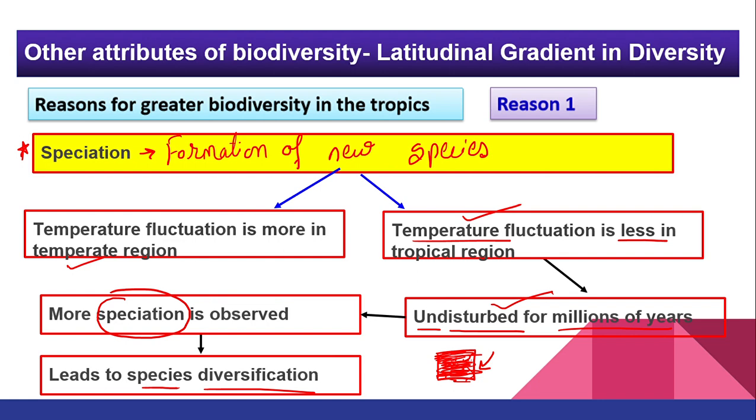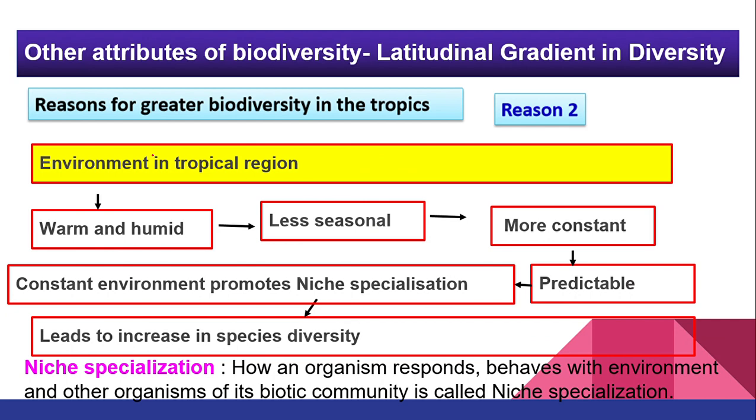So one reason is speciation, right? What is the second reason? That is the environment in the tropical region. Now, the environment in the tropical region is going to be warm and humid. Due to this, what happened? We have less seasonality. Of course, we know that we have 4 seasons. But can I say that today it's summer, tomorrow it's going to be winter, then the next day it is going to be rainy season? No, we have particular months, right? We have 3 to 4 months of summer, then we have rainy, and all these seasons will come. So tropical region is a less seasonal area.